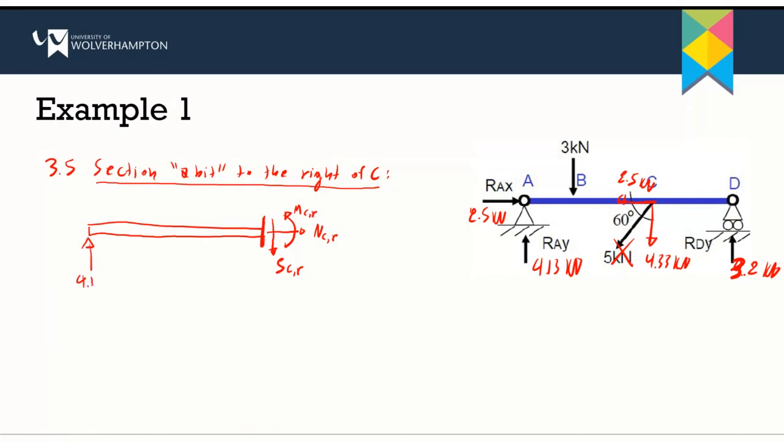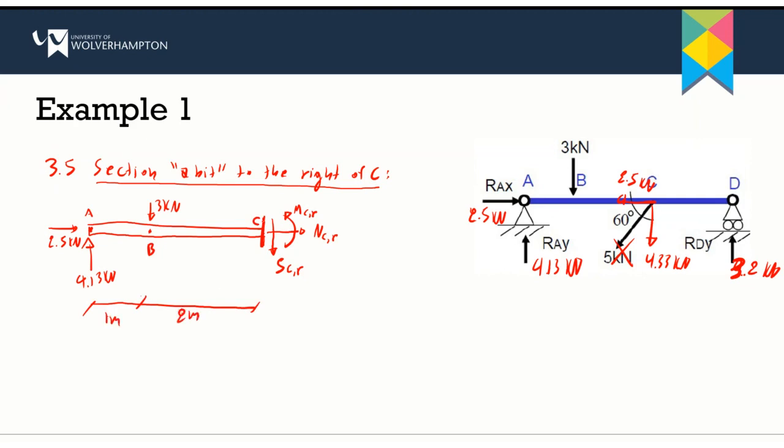4.13 kilonewtons, 2.5 kilonewtons, 3 kilonewtons, the distances are the same between the points. So this is point A, this is point B, this is point C, 1 meter and 2 meters.